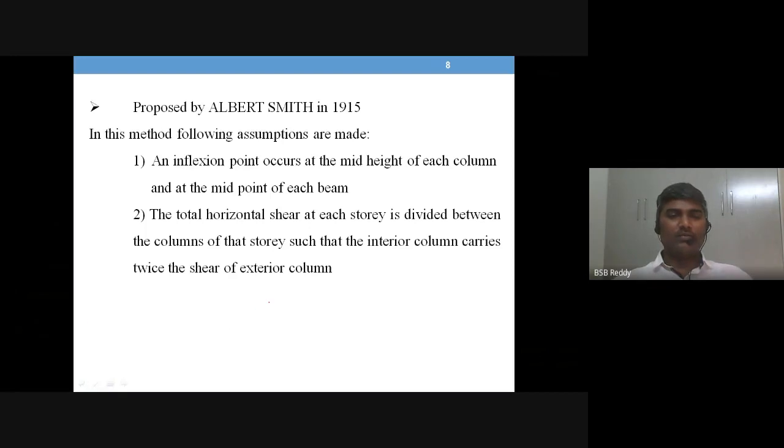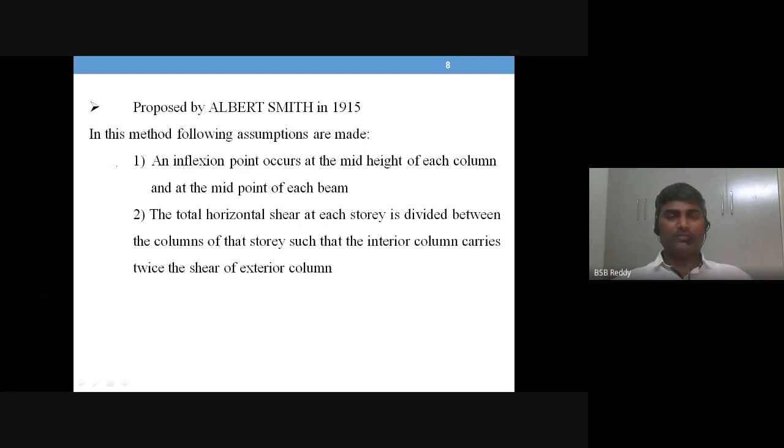When you recall from the last session, the approximate methods involve some assumptions to make the solution simple. This was our discussion in the last session. So to make your analysis simple in the portal method, what are the assumptions that will help you to make an indeterminate structure a determinate structure?